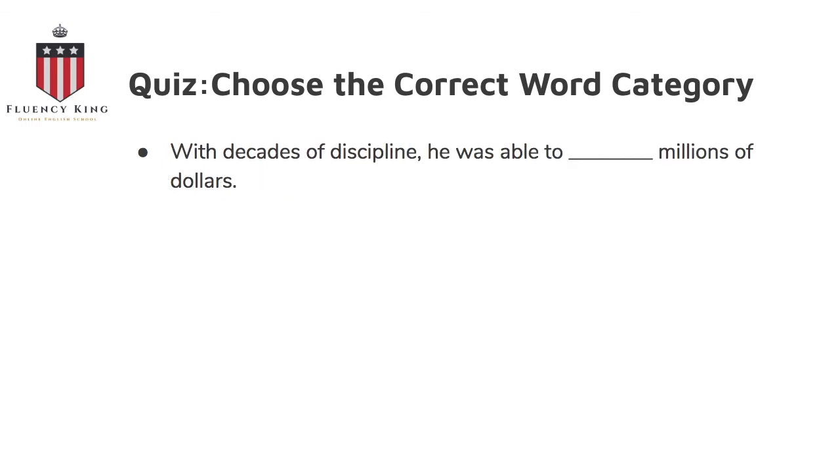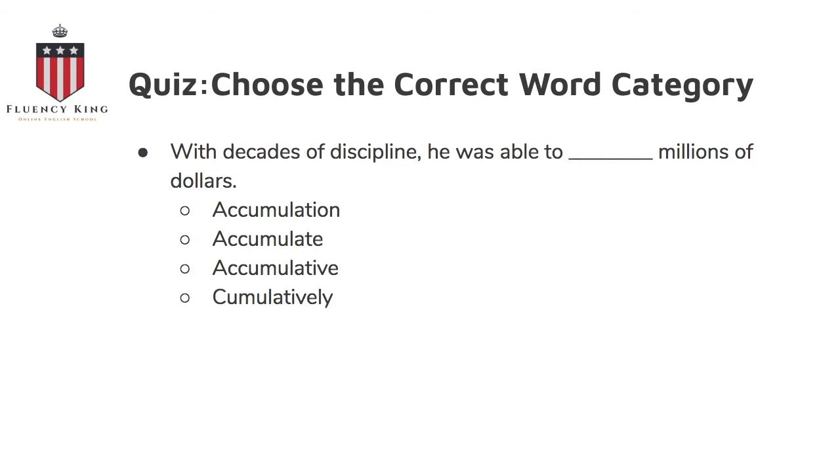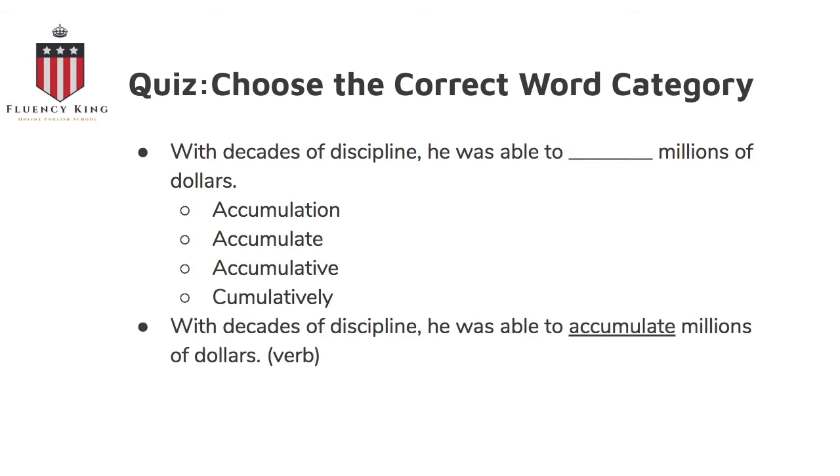With decades of discipline, he was able to blank millions of dollars. Accumulation, accumulate, accumulative, cumulatively. This would be the verb form. And here, "to" is a dead giveaway that a verb should follow. With decades of discipline, he was able to accumulate millions of dollars.